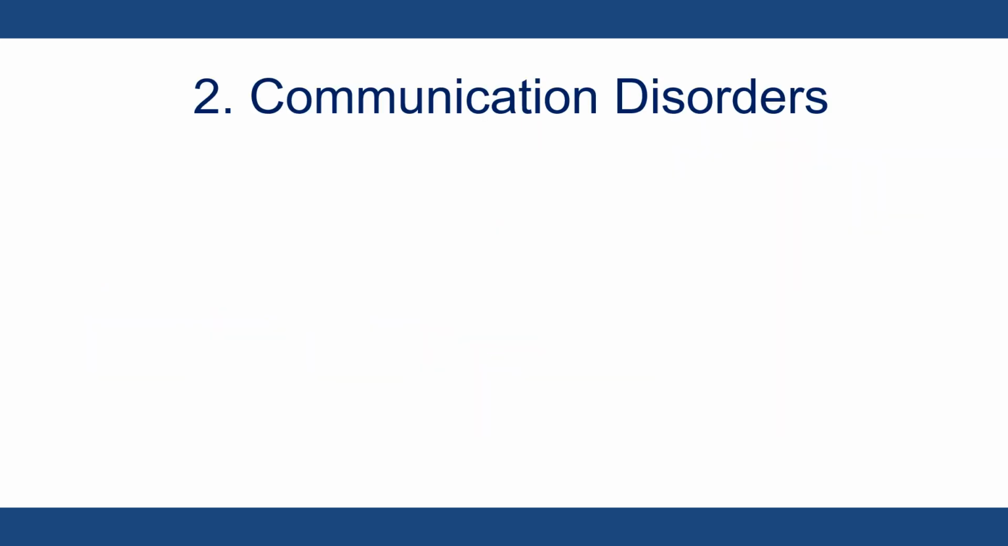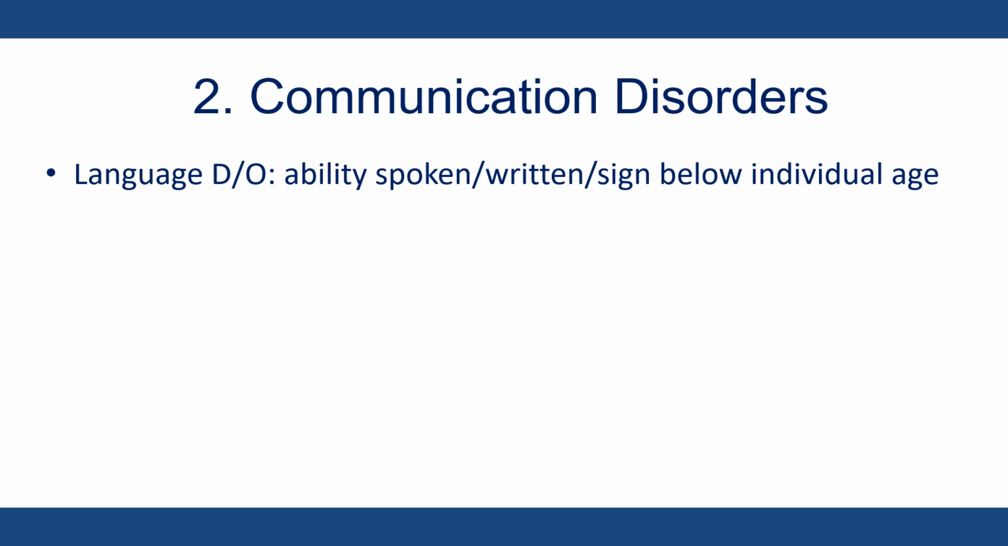All right. Second stop is communication disorder. Now, with the communication disorder, you have maybe subcategories, if you will, and they kind of sort of are connected. The first one I have on the list is language disorder. Do you have a child with a difficulty with either spoken, written, or sign language that is below the individual's age? Again, everything is age appropriate.